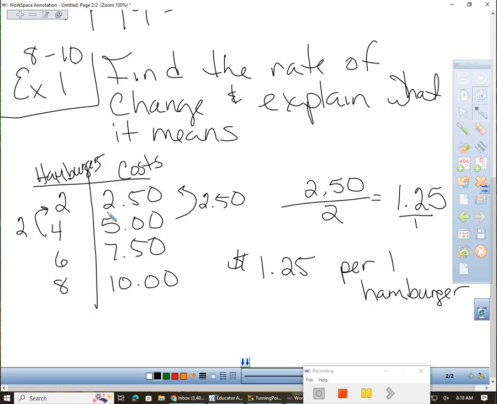All right. Example number 2. Let's do it this way, actually. Hold on. 1 minute. We're going to take a quick time out.